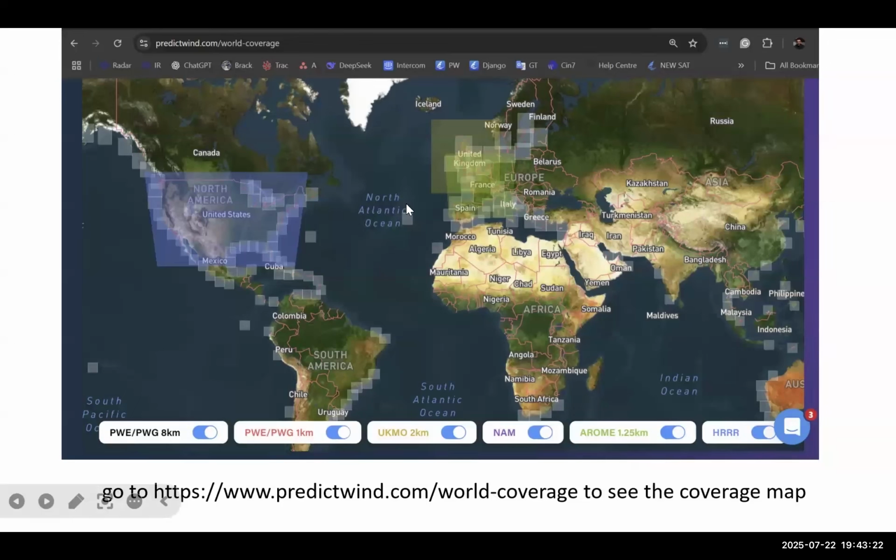If you want to know where those high resolution models are available, you can go to predictwind.com/world coverage, and you will see all of this. So for example, this is the NAM model available over the US. This is UKMO and AROME, and all those little squares. This is a PredictWind high resolution model available on the coastline. So if you are sailing in the Caribbean, we have it. Western Australia, we have it.